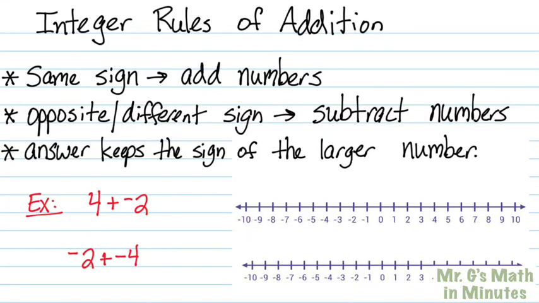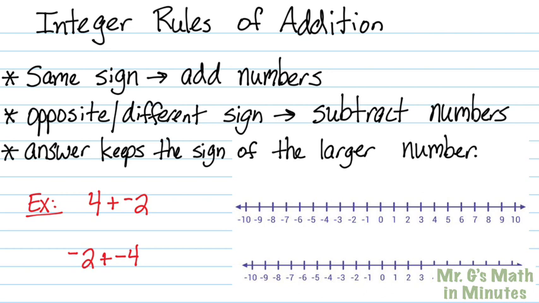So this particular video is going to cover Module 2, Topic A, where we're going to be adding rational numbers. And this is lessons 1 through 6 in Module 2, and they all have to do with coming up with the integer rules of addition. So I'm going to pretty much take all of these lessons and condense them all into one video.